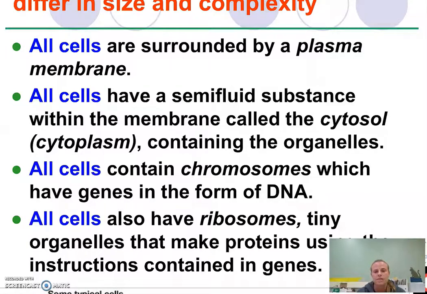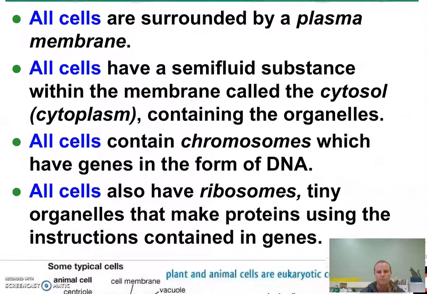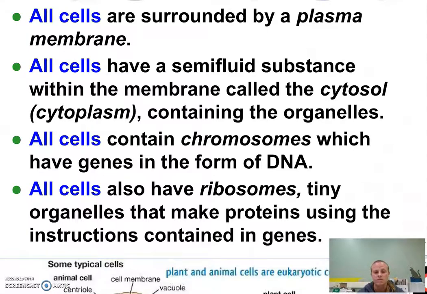All cells will have a cytosol, otherwise known as a cytoplasm. This is a semi-fluid substance within the membrane. This helps the cell maintain its structure. It's where your chemical reactions are going to occur. All cells are going to have chromosomes in the form of DNA carrying that cell's genetic information. And all cells will have ribosomes. And remember, ribosomes are your protein makers.